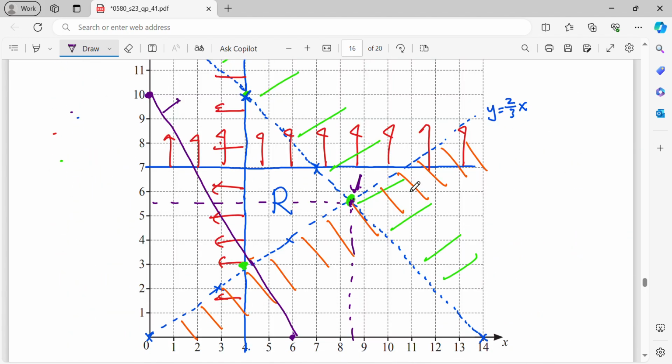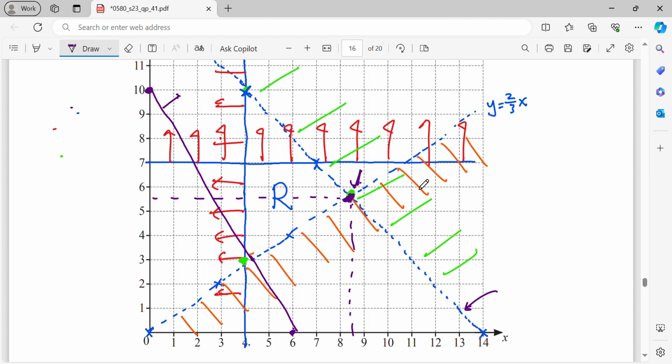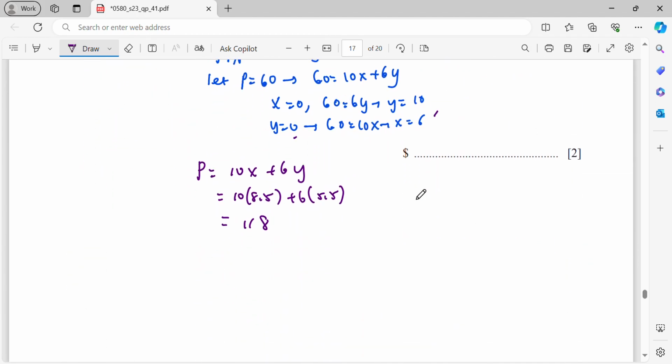So that's why I didn't use a ruler to draw it. That's why the point is supposed to be here. Okay, you have to base it on your drawing, right? So that's the solution of this question.